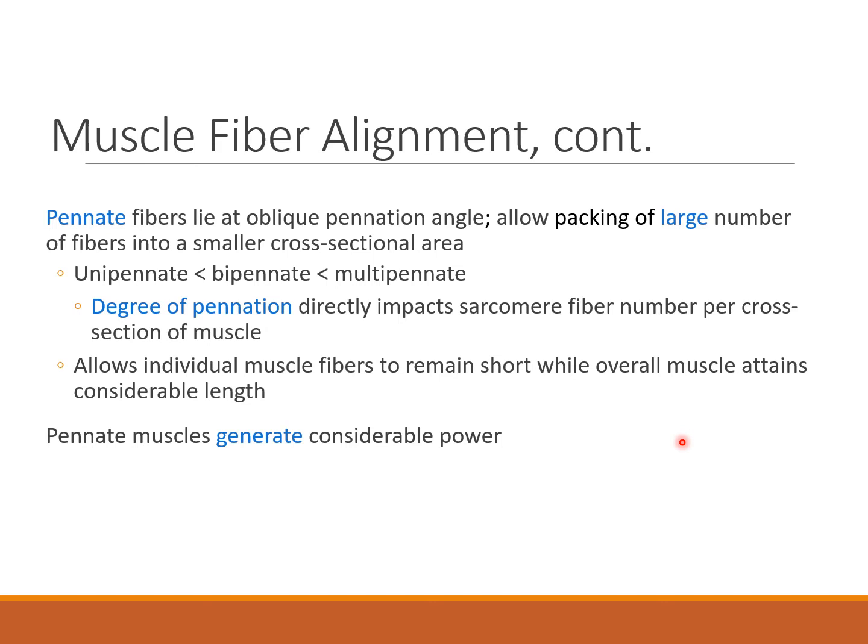There's three different classifications of pinnate fibers. There's unipinnate, there's bipinnate, and there's multipinnate. The degree of pinnation directly impacts sarcomere fiber number per cross-section of area. So basically what this is saying is there's going to be fewer fibers in a unipinnate, a few more fibers in a bipinnate, and the most fibers in a multipinnate muscle.